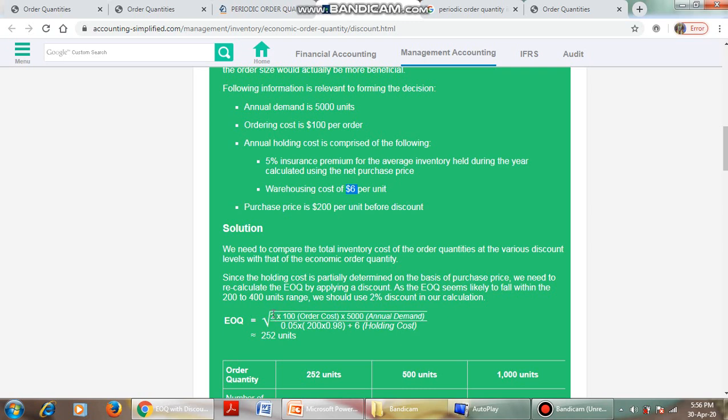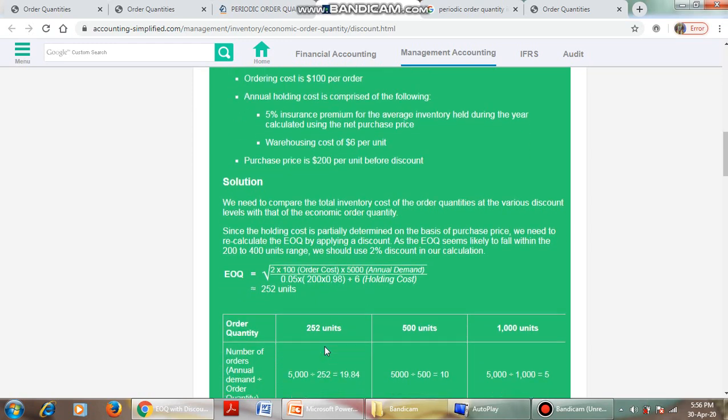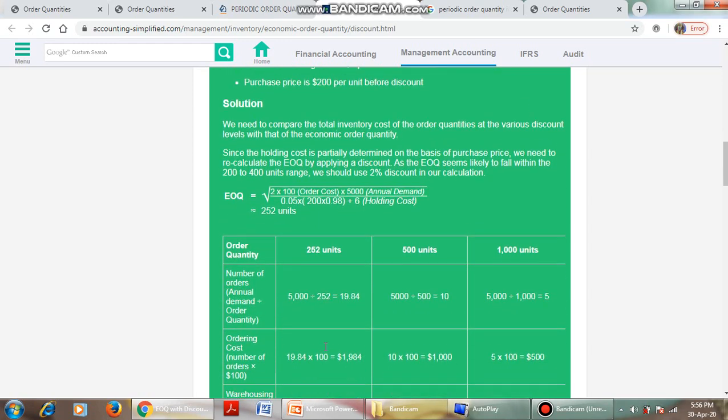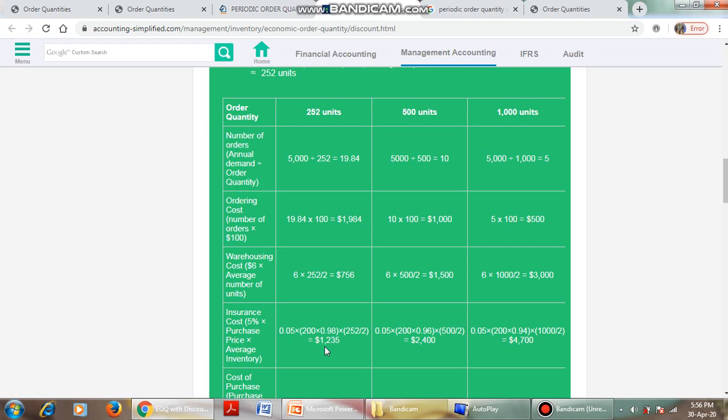Okay, I think you understand. Formula is 2 into ordering cost into annual demand divided by holding cost. Holding cost is 6. See here, it is given. Warehouse holding cost is 6, and this is carrying cost. Carrying cost is insurance into 200. What is the 200 here? He has purchased at 200 purchase price, and here 0.05. What is 0.05? Here is 5% of purchase price.